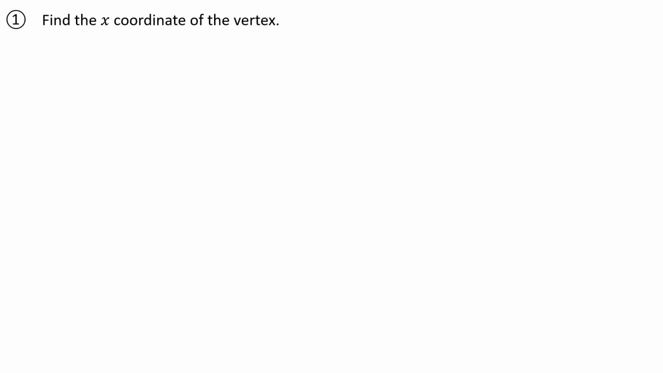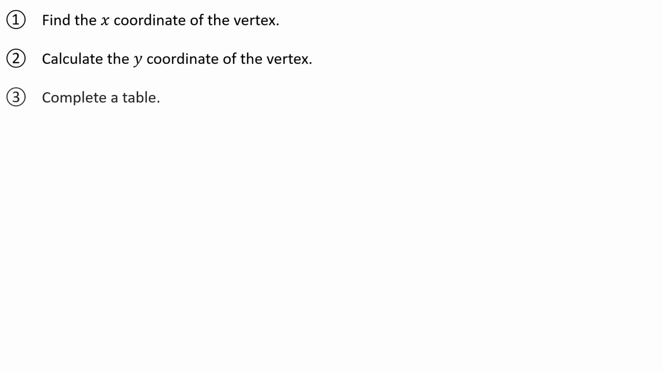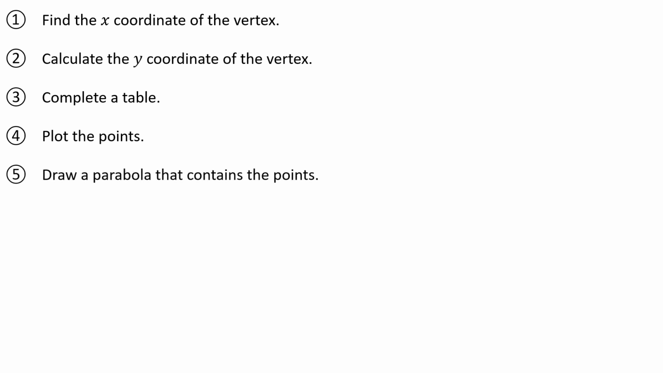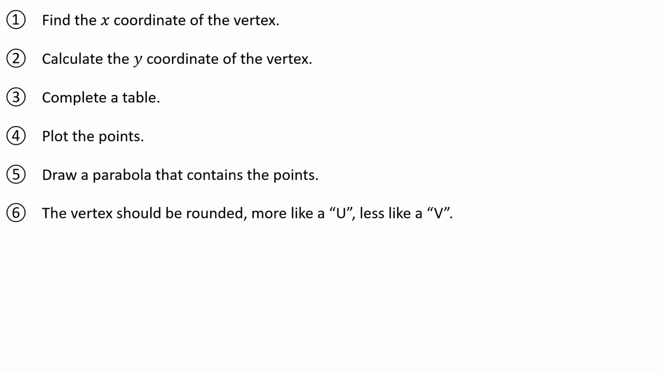All right, so find the x-coordinate of the vertex, calculate the y-coordinate of the vertex, complete a table so you have 3 more points on each side, plot the points, draw a parabola that contains the points, make sure your parabola looks a little bit more rounded like a U and not so much like a V, and then include arrowheads on the ends.